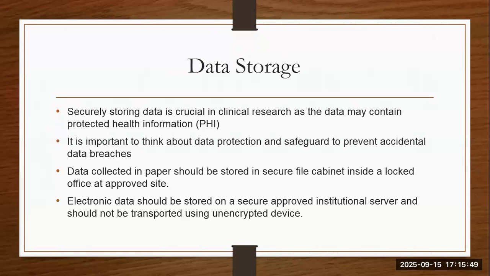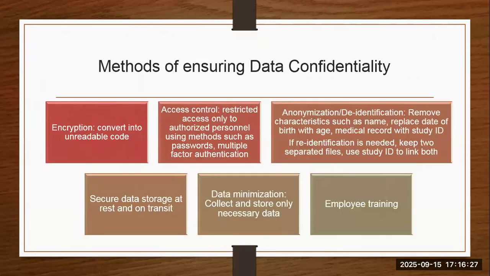Now, of course, you have to store your data properly and securely to protect the health information of your clients. So it is important to think about data protection and safeguards to prevent accidental data breaches. Data collected on paper should be stored in secure file cabinets inside a locked office at approved sites. You cannot be carrying people's information everywhere. Electronic data should be stored on a secure, approved institutional server and should not be transported using unencrypted devices. So these are methods of ensuring confidentiality.